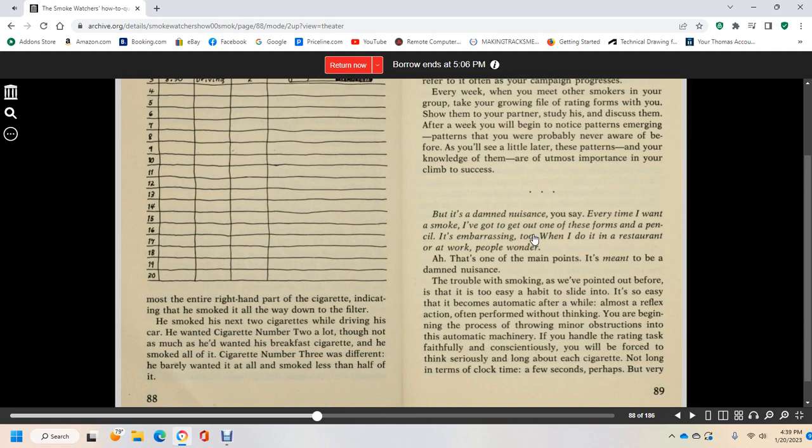Every time I want to smoke, I've got to get one of these forms out and fill it in, and it's embarrassing too. When I want to do it in a restaurant or at work, or people are wondering. Oh, that's one of the main points. It's meant to be a damn nuisance.